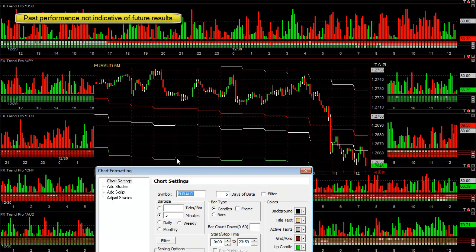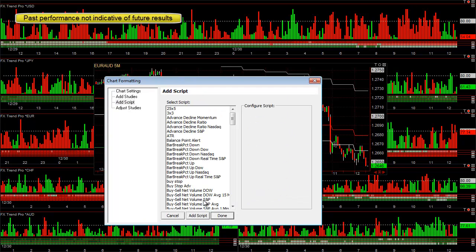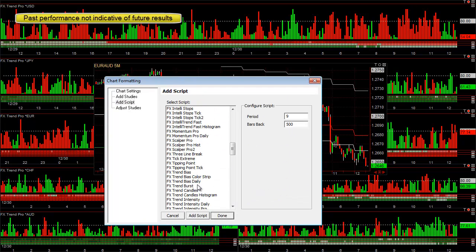Also, one of our best tools is the FX Trend Pro. That's added to this chart.